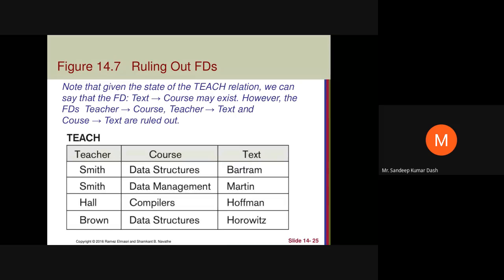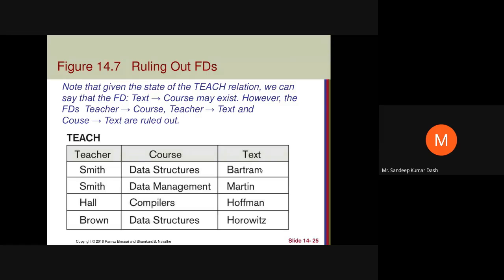That's the concept. That means it is dependent, a constant on the relation state. That is why it is written here that text and course may exist, because by seeing these four rows you can say that text and course are functionally dependent. Text is functionally determining course because Bartram is nowhere else present, so you cannot compare any other row with this particular row. Similarly, Martin is also assumed to be determining data management. That means text is determining course.